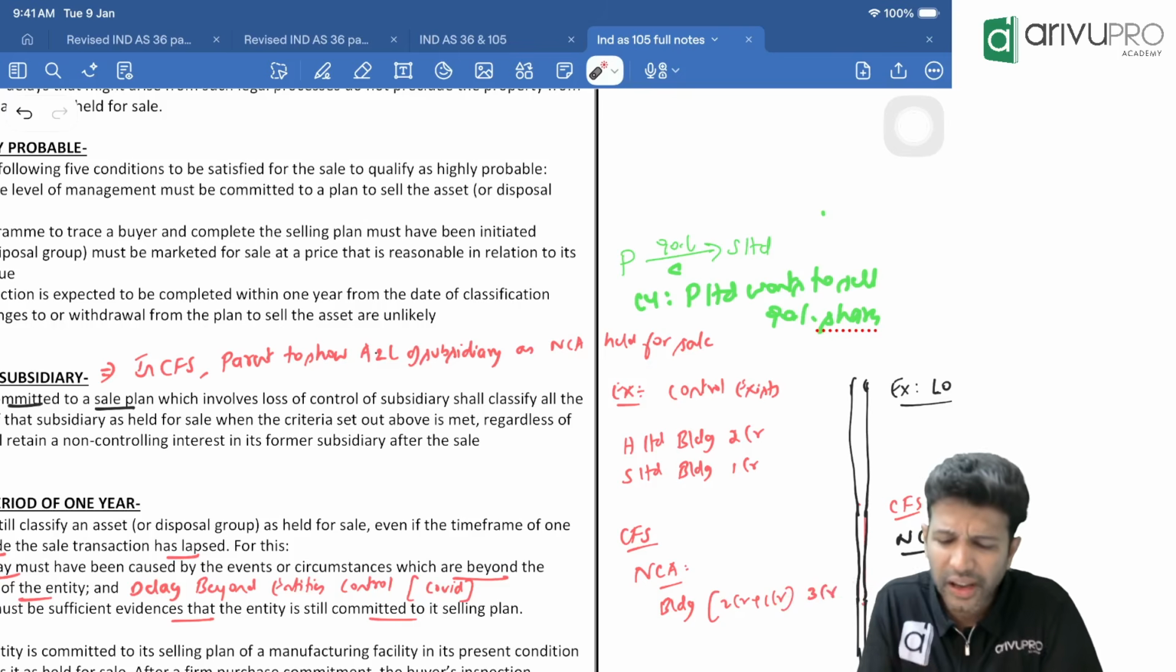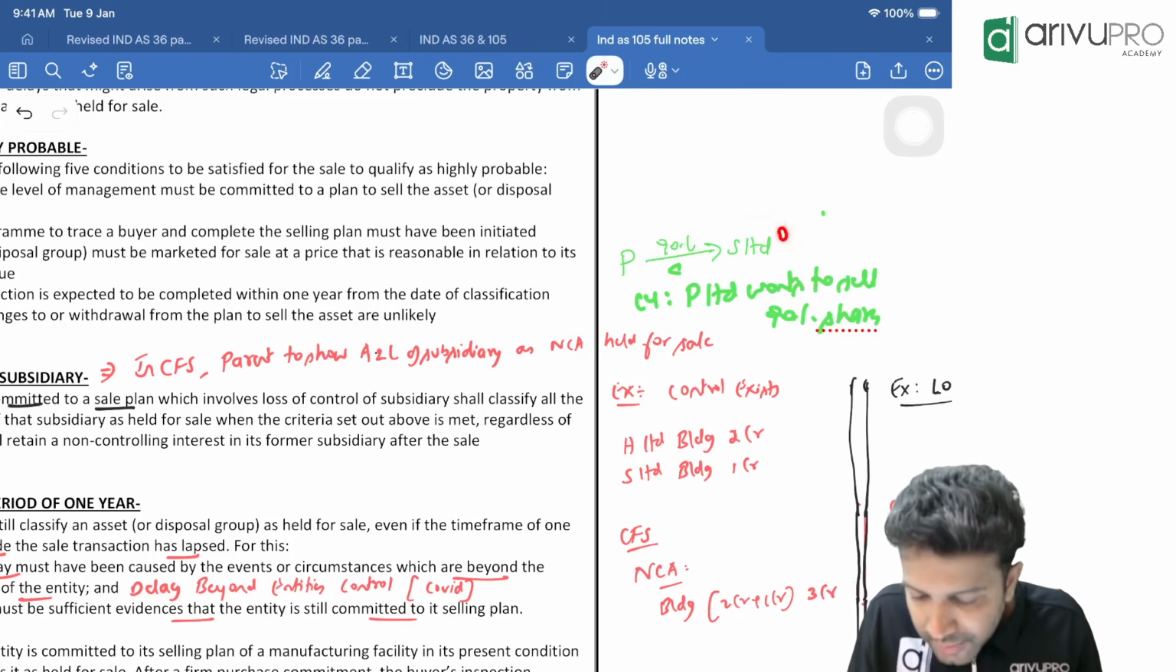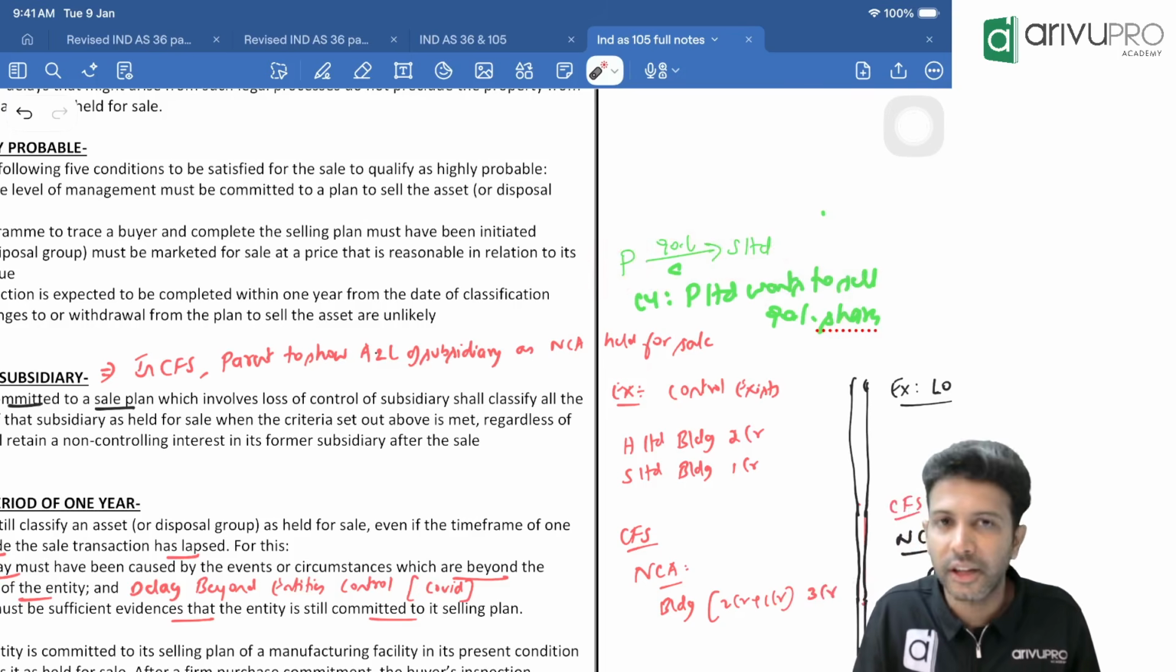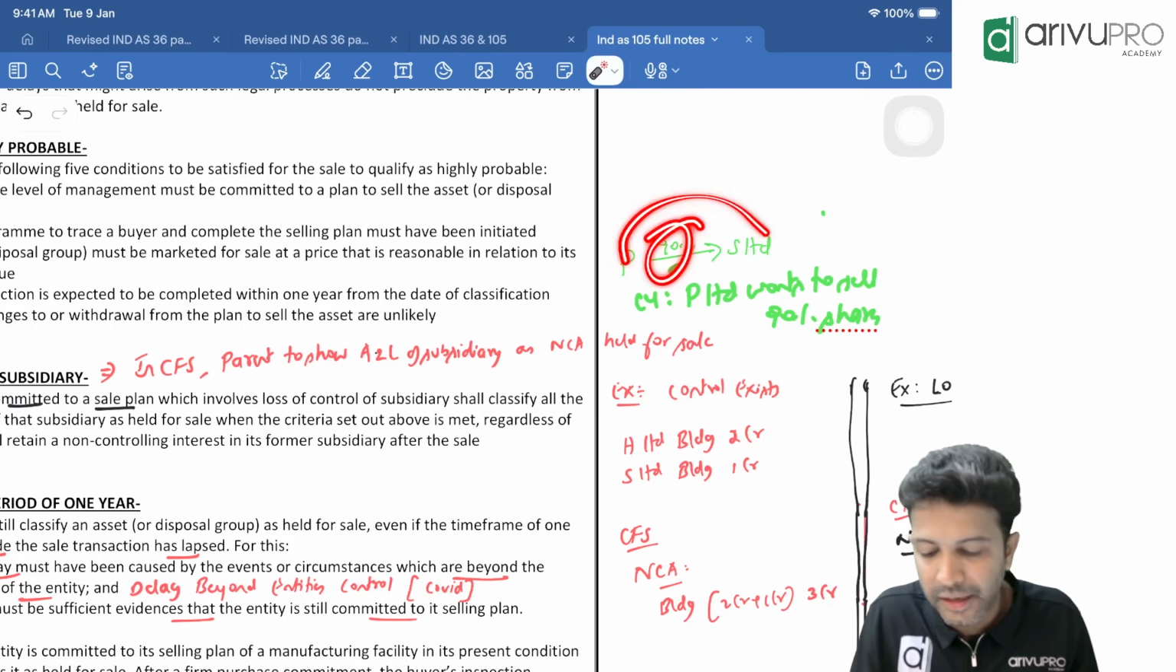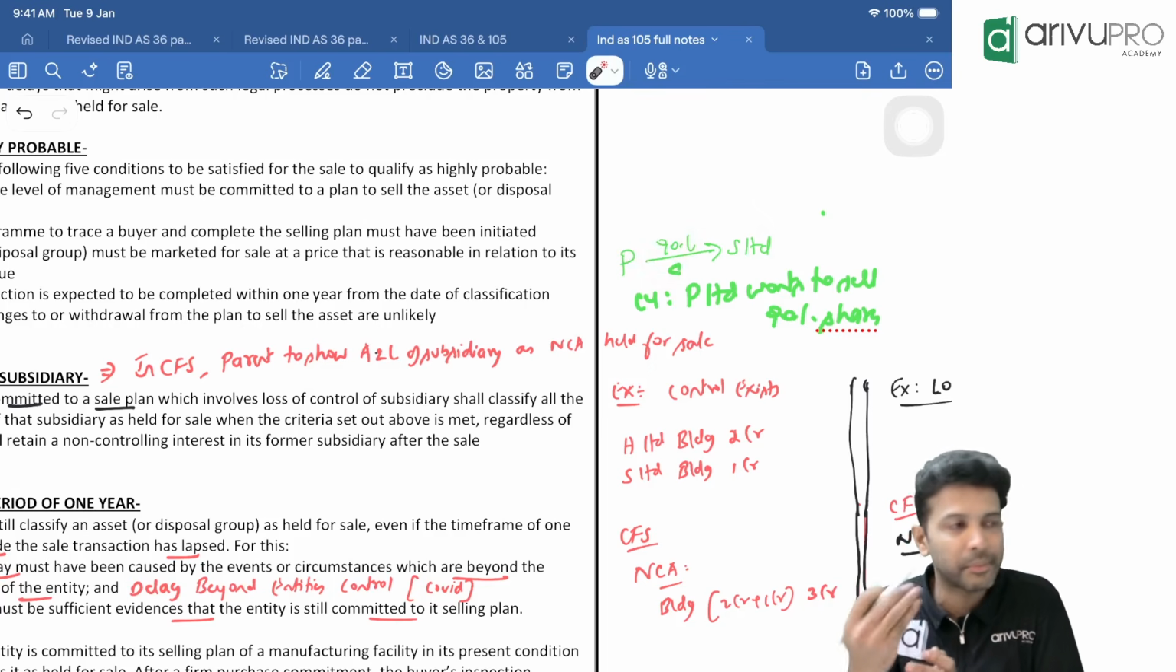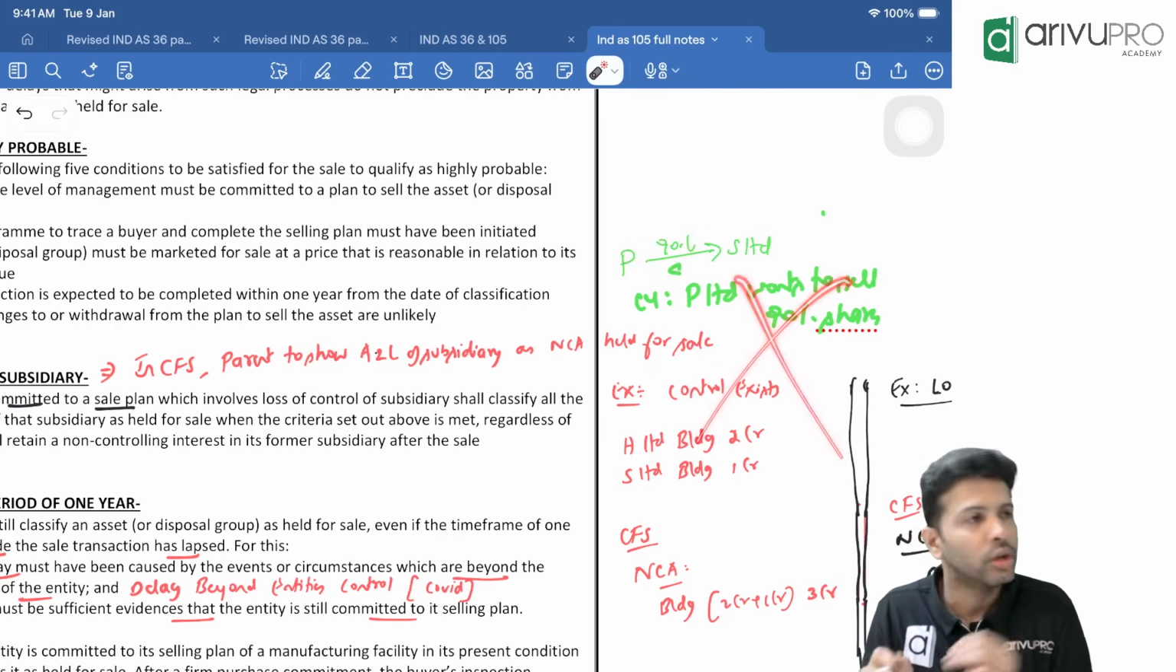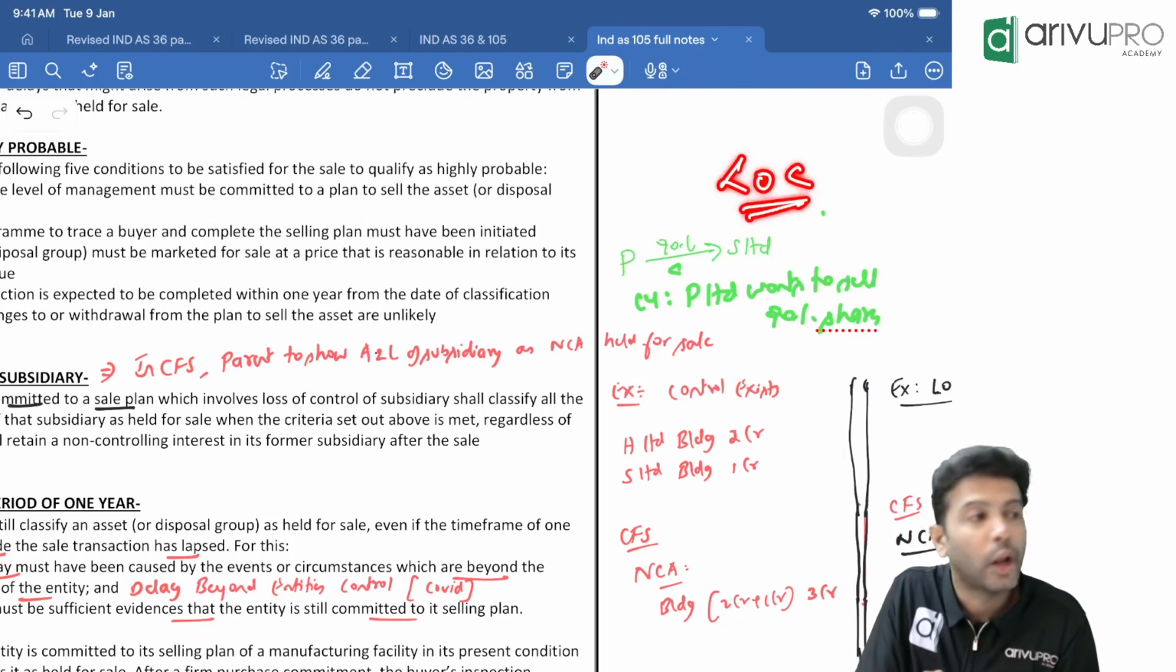Fine, they don't want to have the shares anymore, they want to sell it. Sir, once you sell the shares, will S Limited still be our subsidiary? After selling the shares, will P Limited and S Limited still be a subsidiary company? No. Correct? This we call LOC, loss of control.